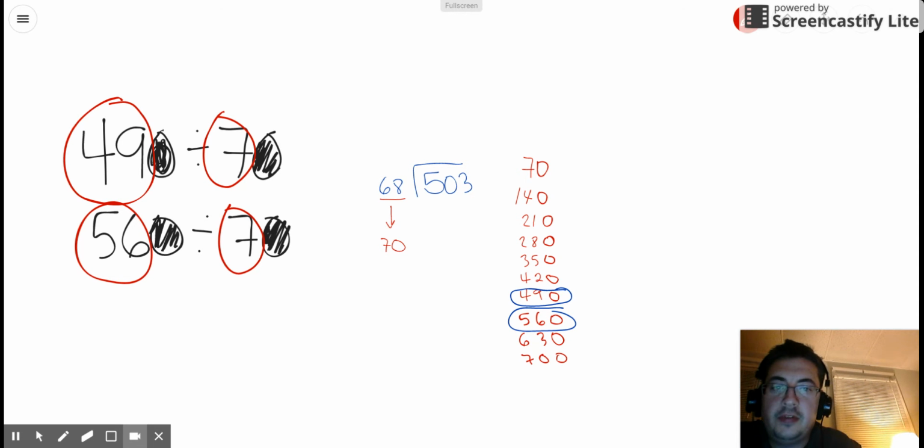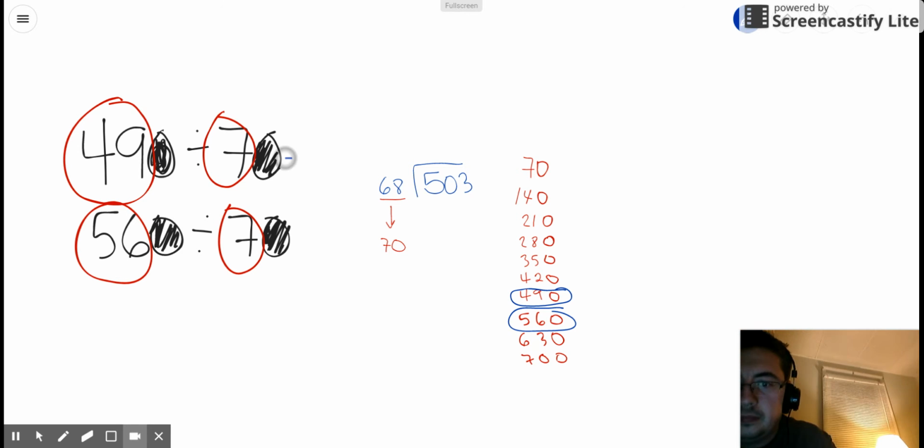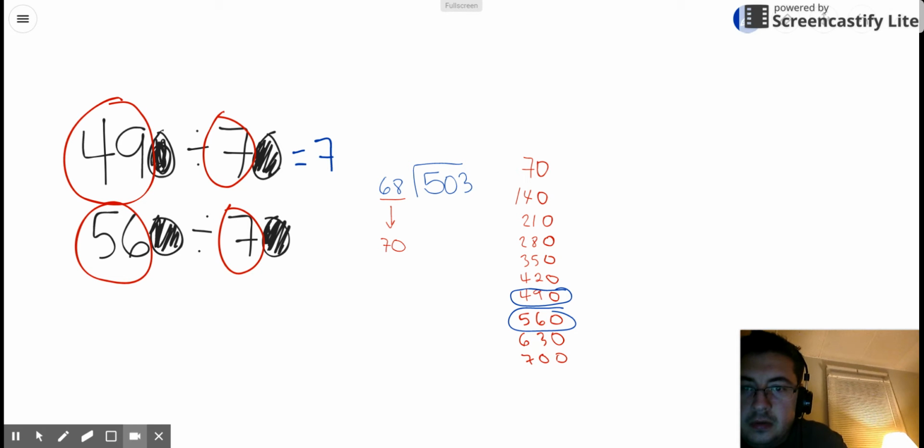So 49 divided by 7, if I just start at my 70 and count down until I get to 490, I count 1, 2, 3, 4, 5, 6, 7. So I know 49 divided by 7 is 7. I'm trying to make that 7 look a little better. There we go. Okay, so now here comes the question of, do I need to put a 0 behind that 7, or two zeros? What do I do here?